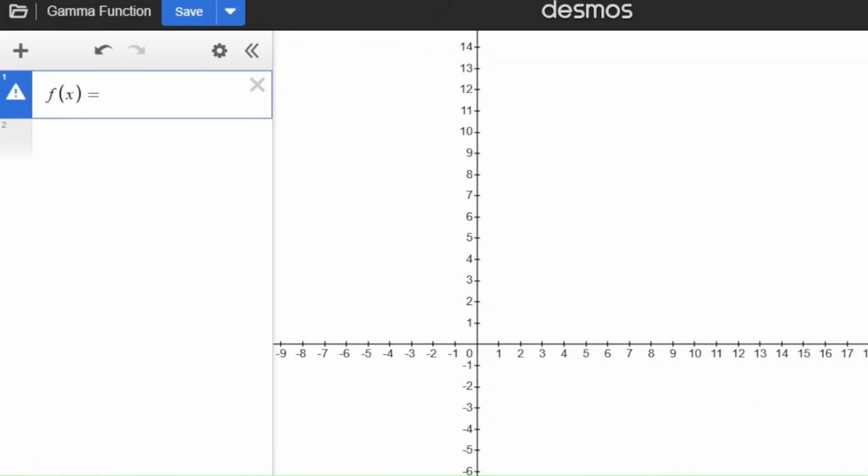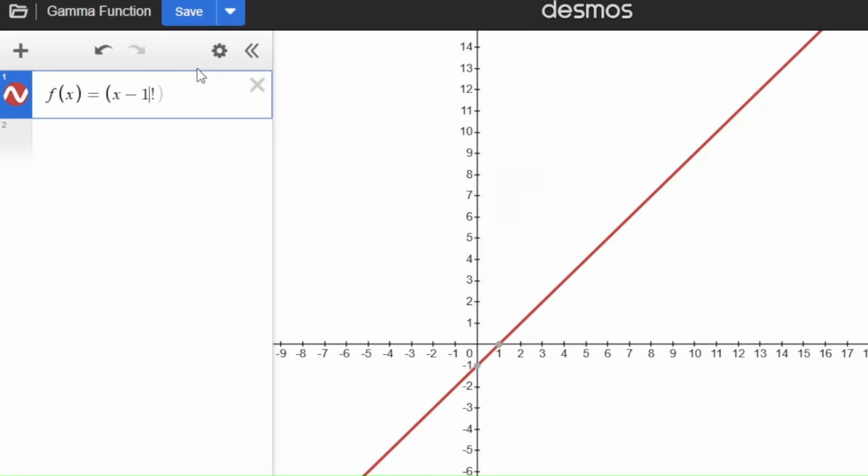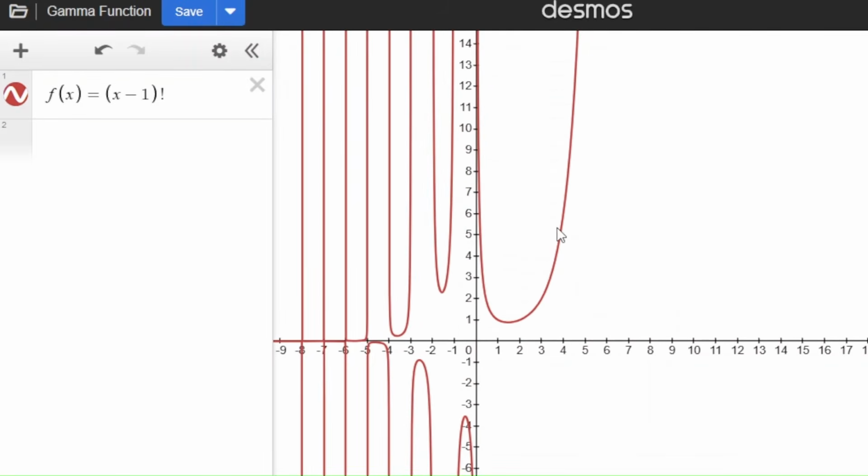In fact, we can graph gamma in Desmos. Now we have to do it indirectly. What we do is graph x factorial, and this interprets it in terms of gamma. But remember, gamma of x is not x factorial. Gamma of x is really x minus 1 factorial. So if we want to see the gamma function, we graph x minus 1 factorial. And this is what the graph of gamma looks like.